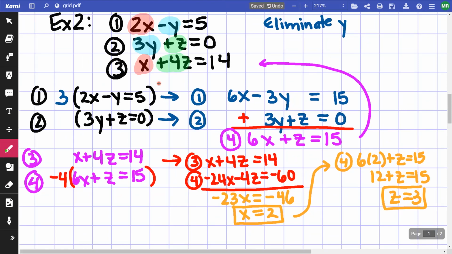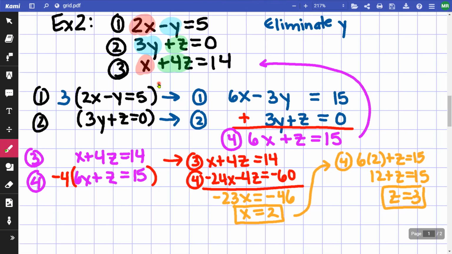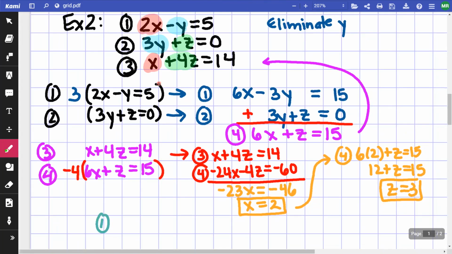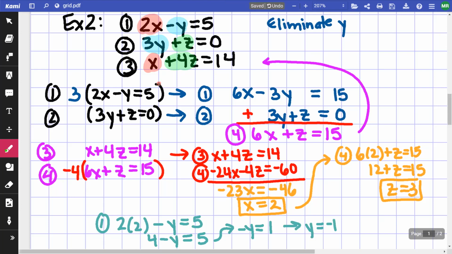Then, now that I've got my x and z, I want to plug into either equation 1 or 2, not 3, because there's no y in that. I'm trying to find y. So let's say I plug it into equation 1. So equation 1 is going to be 2 times 2 minus y equals 5. So 4 minus y equals 5. So I'm going to end up with negative y equals 1, which means that y equals negative 1.